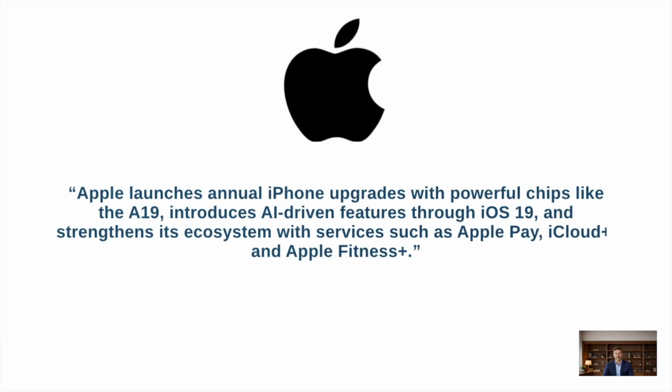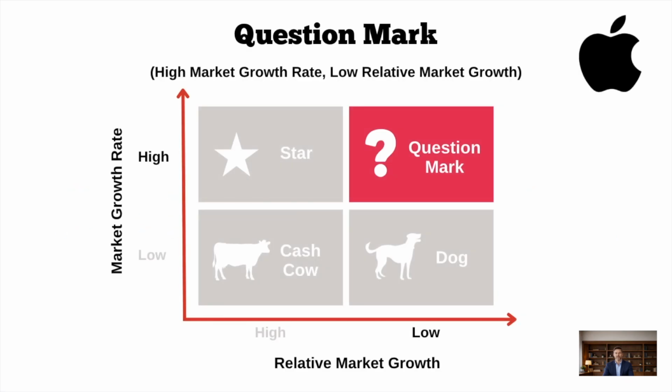This is why Apple launches annual iPhone upgrades with powerful chips like the A19, introduces AI-driven features through iOS 19, and strengthens its ecosystem with services such as Apple Pay, iCloud Plus, and Apple Fitness Plus. A common mistake that companies make is that they often underinvest in stars because they are already winning, allowing competitors to steal the lead.